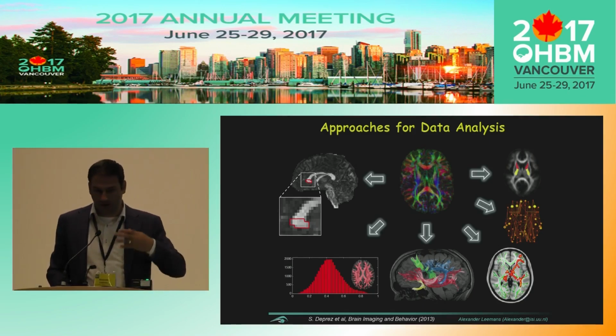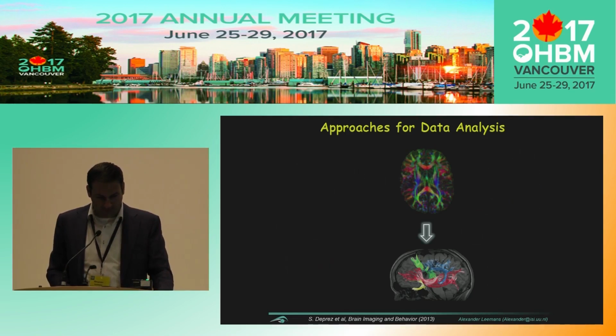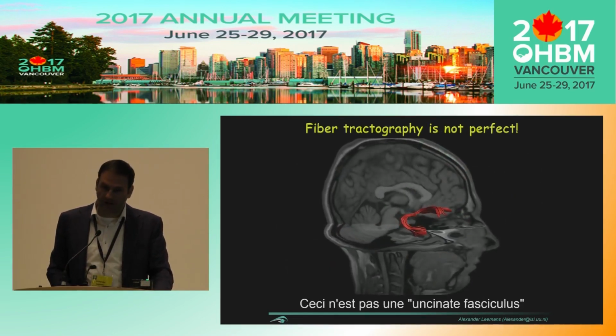If you're not interested in specificity in terms of location in the brain, well, you may want to resort to a histogram analysis, kind of 1980s, but it still works. It's useful. There's many ways to do this, right? So many approaches to analyze your data. And one of the most popular ones, arguably, is fiber tractography, but that's not perfect either, right?